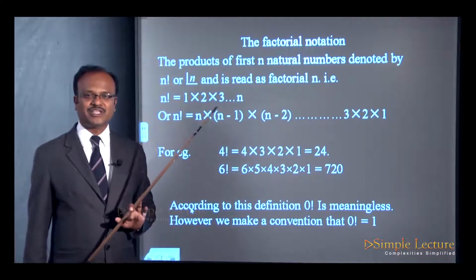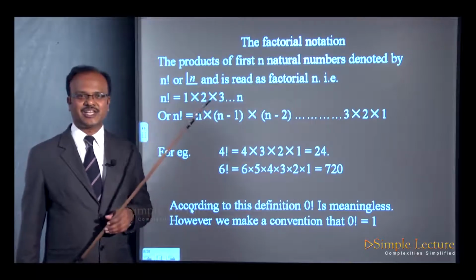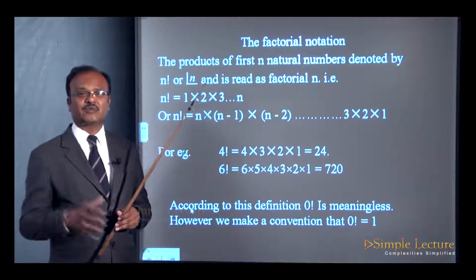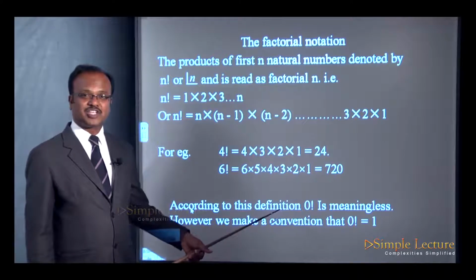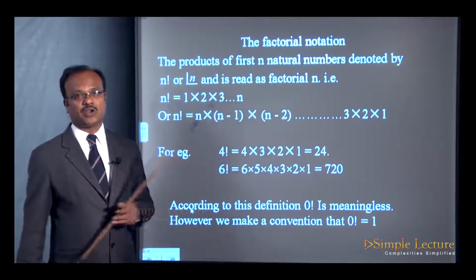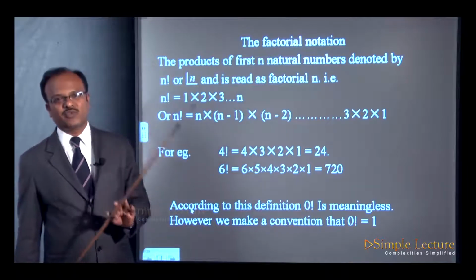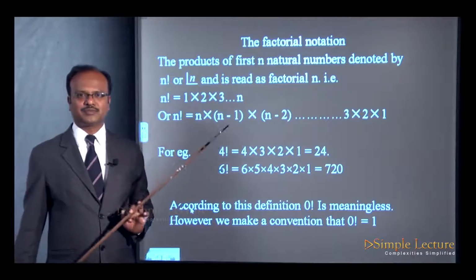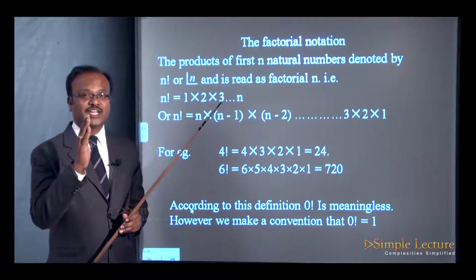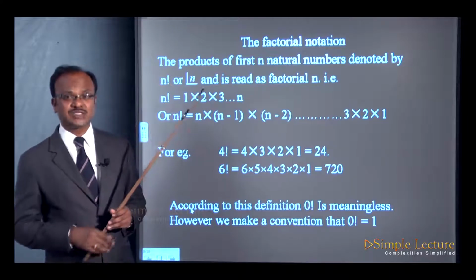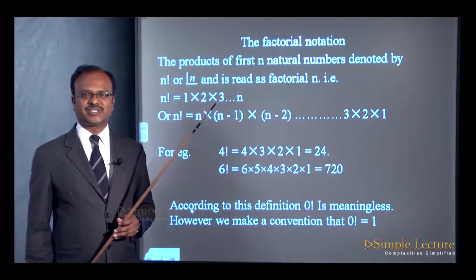According to this definition, what should 0 factorial be then? 0 factorial means the starting number itself is 0, so it is meaningless, right? You cannot further split it into factors. So what we do is make a convention that 0 factorial is always equal to 1, or 0 factorial can also be written as 1 factorial, whose value is equal to 1. Did you understand? By convention we take 0 factorial as 1, but otherwise it is meaningless. I hope you have understood this.